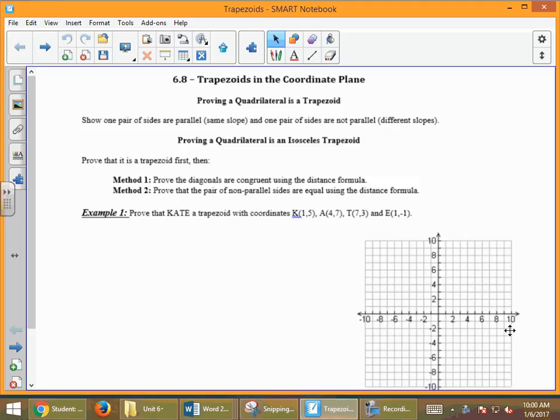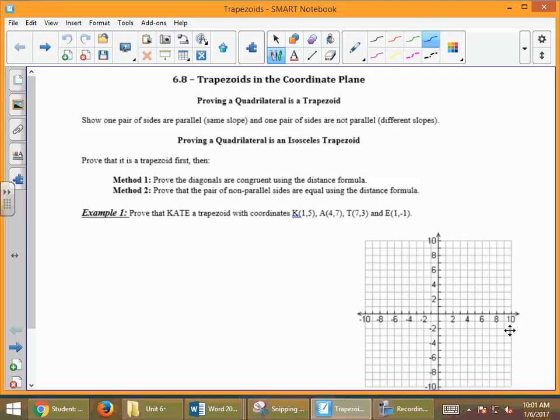Okay, so that is what we're going to do to show that something is a trapezoid. We need to show that two sides are parallel and the other two are not. What do we know about parallel lines and their slope? Slopes are what? The same. So if we can show that two opposite sides have the same slope and the other two don't have the same slope, then we know whether or not we have a trapezoid.